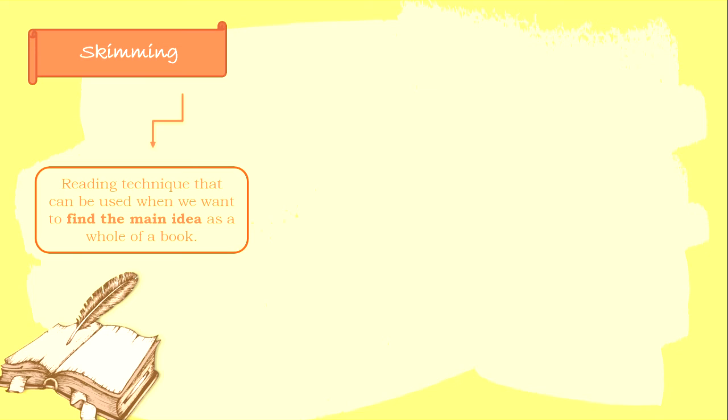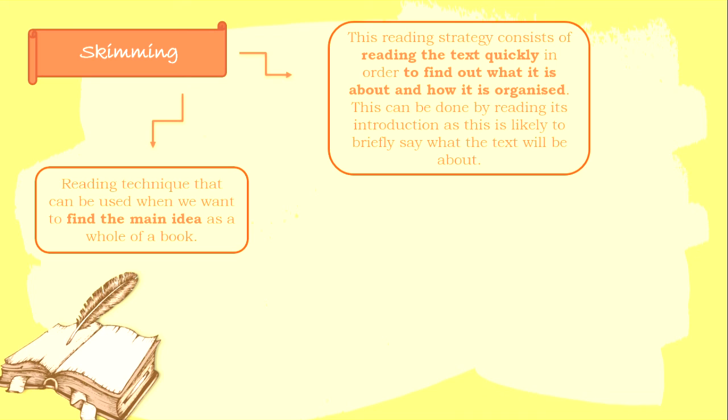The second reading strategy is skimming. In this slide, as you can see the definition of skimming. Skimming is reading technique that we can use when we want to find the main idea as a whole of a book. And here are another definition of skimming. This reading strategies consists of reading the text quickly in order to find out what it is about and how it is organized.